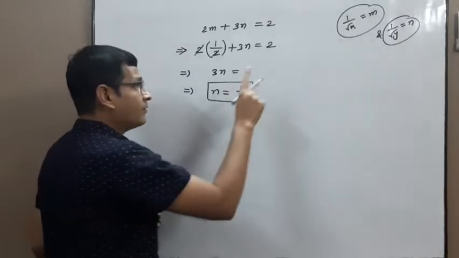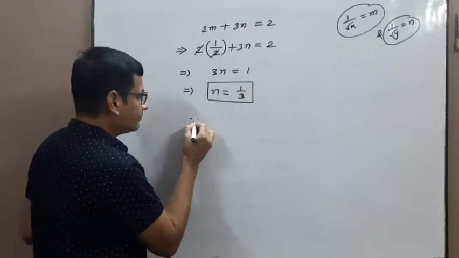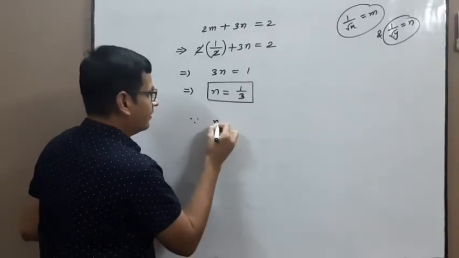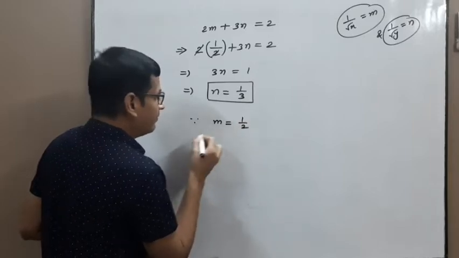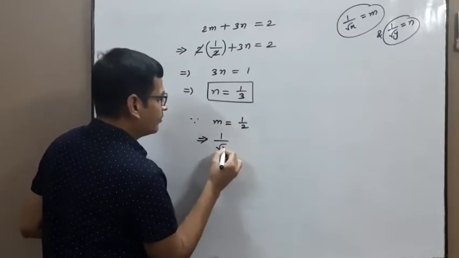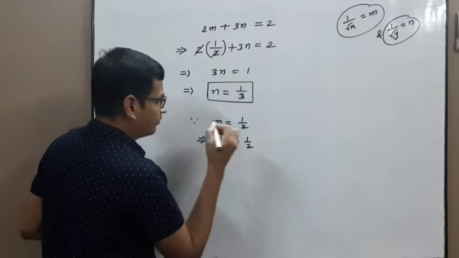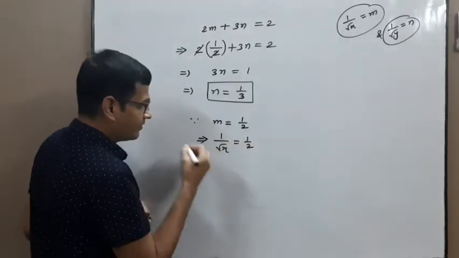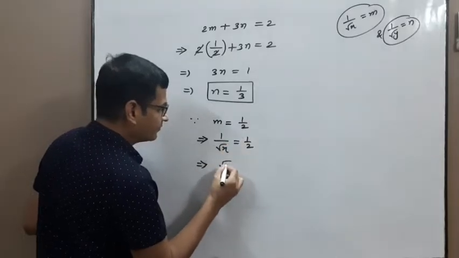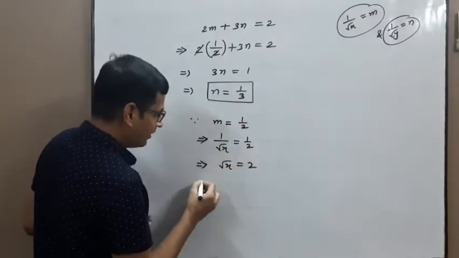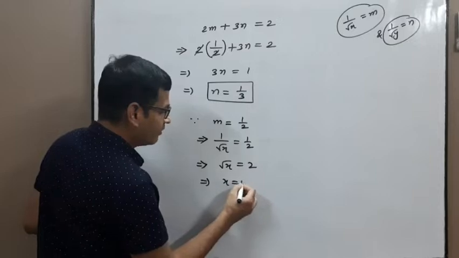But you have to find the values of x and y. Since m equal to 1 by 2, that means 1 upon root x equal to 1 upon 2. First cross multiply and then square. Root x equal to 2. Now squaring on both sides, so x equal to 4.